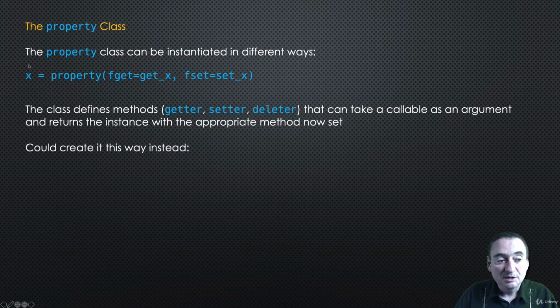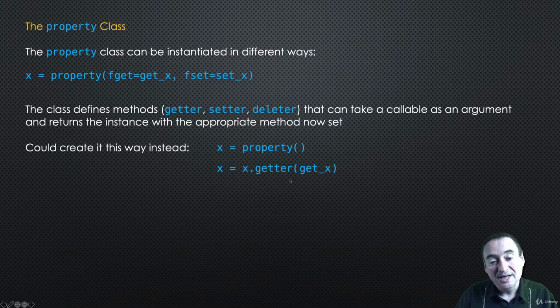So instead of doing the property this way that we have over here, we could do it this way instead. We could just say x is a property. That's it. But we haven't defined the methods to use for the getter and setter methods or the delete methods. Now I can use the getter method of x to specify what to use for the get. And so here I'd say x equals x.getter get x. Remember, this x.getter is going to return a property that will have the getter set to get x.